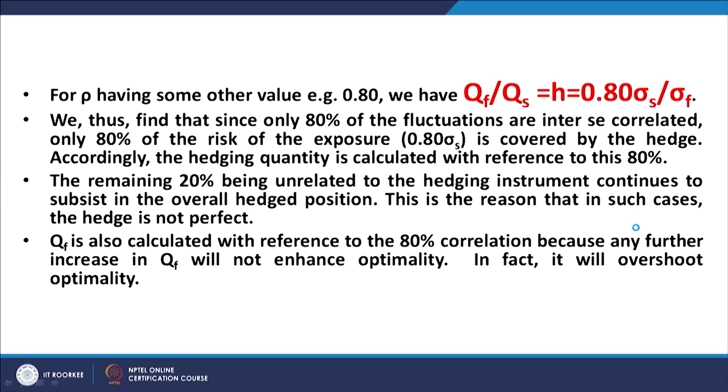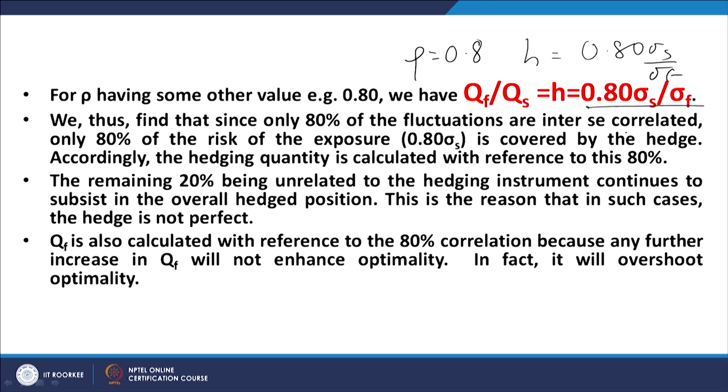In other words, the variances of the spot prices and the futures prices are different, provided they are perfectly correlated. Another interesting observation is, let us assume that my rho is equal to 0.8. That means our hedge ratio is given by 0.8 sigma s upon sigma f.